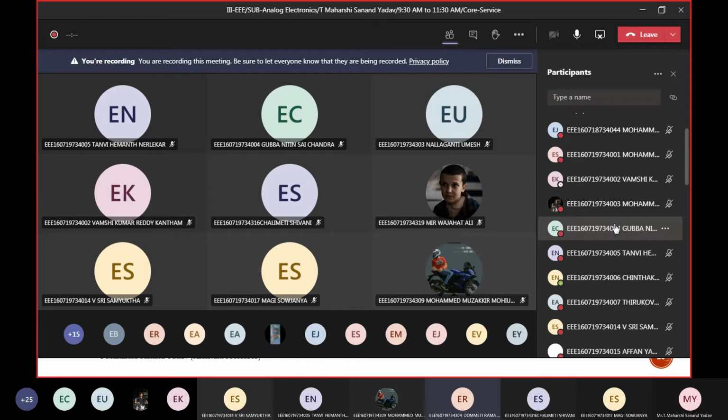In positive, X naught by Xs is equal to A by 1 minus A beta. In negative, X naught by Xs is equal to A by 1 plus A beta. Next. So good. Ramakrishna has given the overview of today's session.